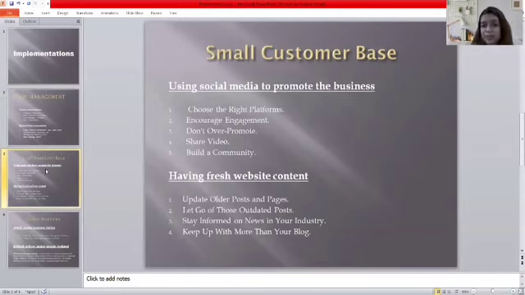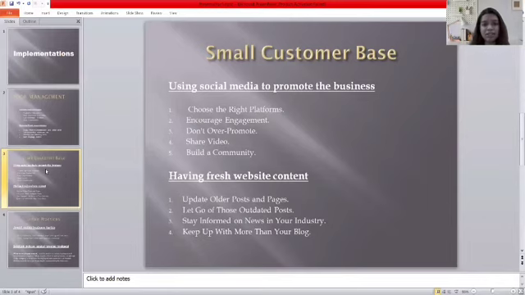Now, small customer base. Use social media to promote the business. Nowadays, social media has given us a huge platform, but we can't use all the social media. We need to choose the right platforms, and then we need to encourage engagement. We need to get people to share and promote our pages, but don't over promote. Always keep in mind, over promotion is not good at all. Build a community of people that will help you promote your business using your social media.